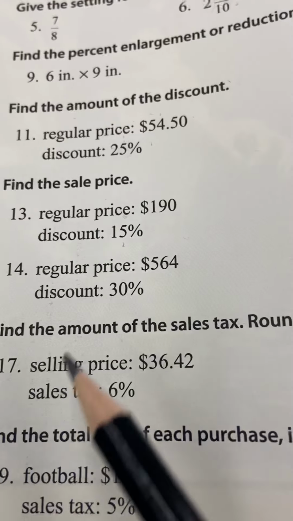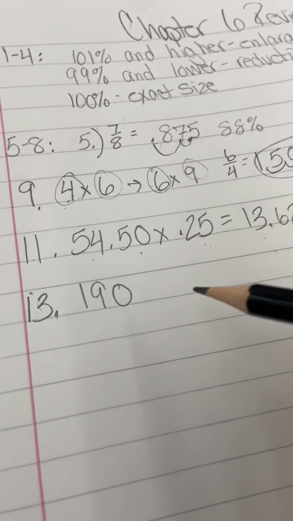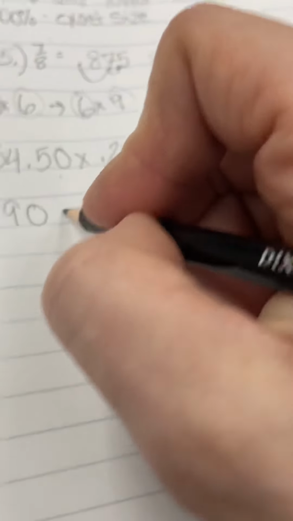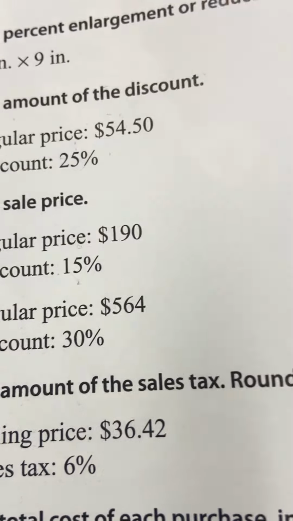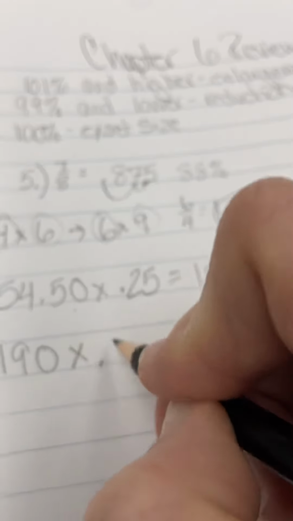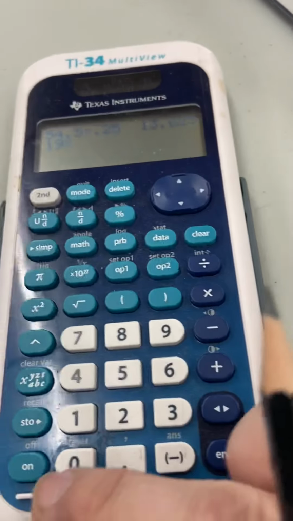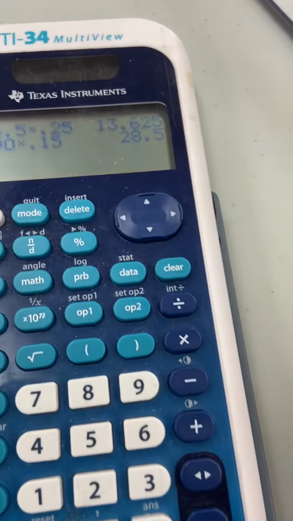All right, so if I have $190 and I have a discount of 15%. Now I have to move that to a decimal. So if I have 15, remember, I move it over 2 times. Right there, 0.15. And what does that equal? Let's see. 190 times 0.15 equals, oh, $28.50. Look at that. Perfect.